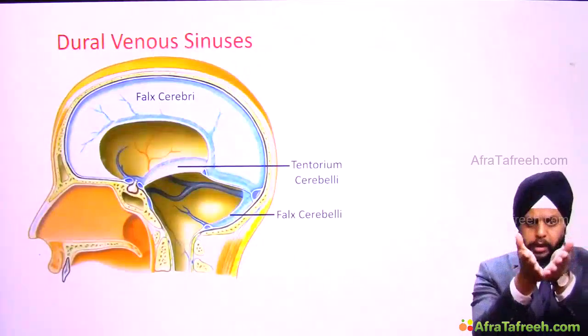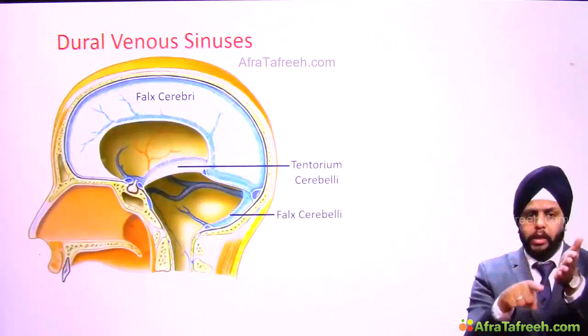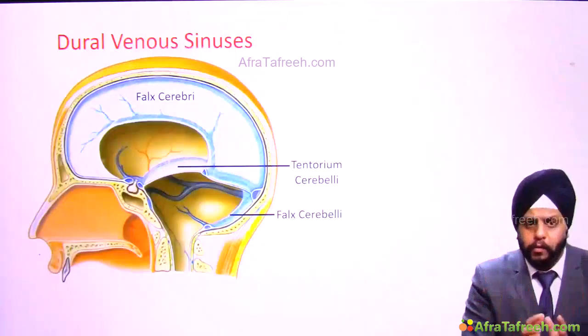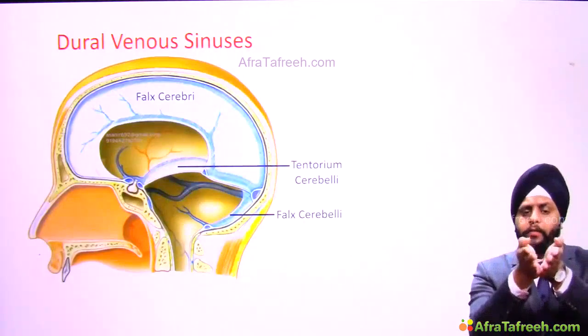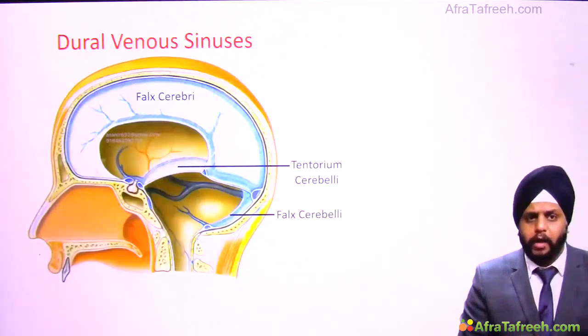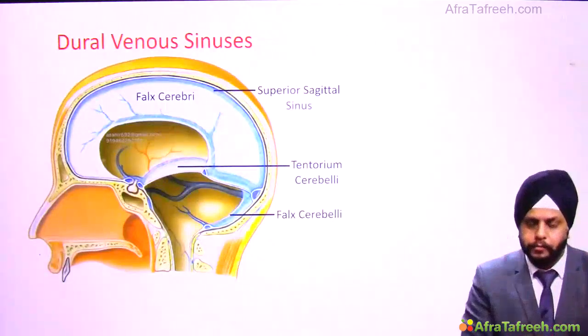Now you see what happens when the dura from the two sides comes and meets. When it is meeting superiorly, a triangular space is created over here. This triangular space gets filled with venous blood. So this space is formed by dura mater and filled with venous blood. This is a dural venous sinus. What is the name of this sinus? This is your superior sagittal sinus.